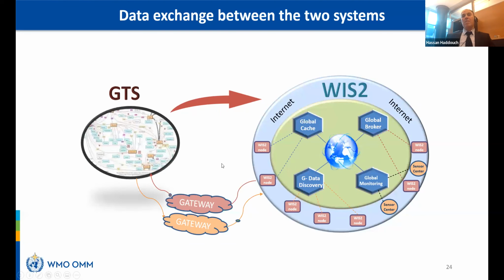About the transition, as I mentioned, we will develop two gateways. One from GTS to WIS2, in order to have all the data from the GTS in WIS2 from day one. And we will also have a gateway from WIS2 to GTS. The idea is, if any member switches to WIS2 and stops disseminating data on the GTS, the other countries continue receiving this data from this country through the gateway from WIS2 to GTS, in order to have continuity during the transition.